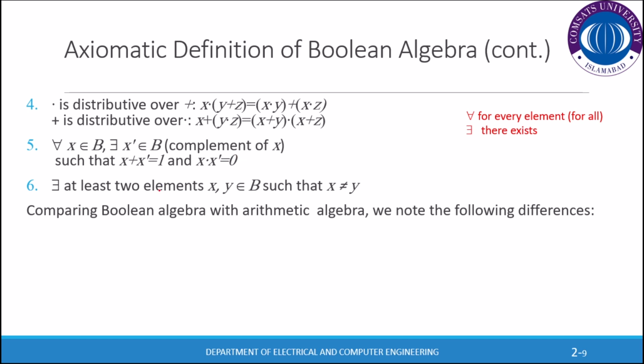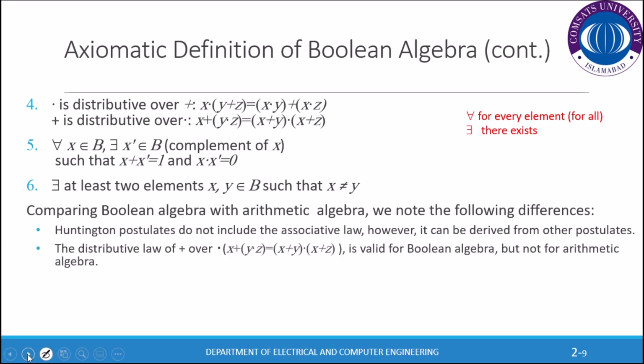There exist at least two elements x and y which belong to B such that x is not equal to y. Basically this means that it's not the case that there is only one element in our set. There are two or more elements, both of them are not equal, and they both belong to our set B.